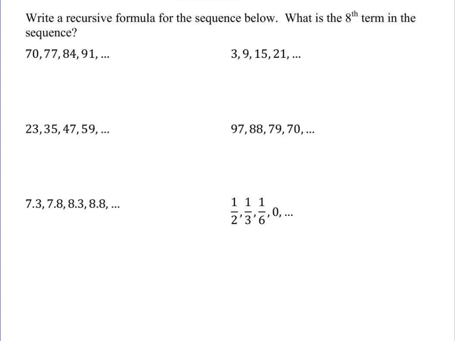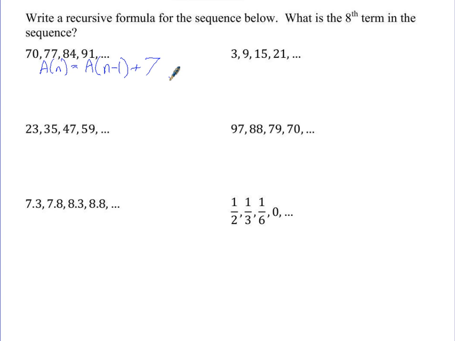So, bunch of practice problems. Write a recursive formula for the sequence below. What is the 8th term in the sequence? Well, we're going to write a of n equals a of n minus 1 plus, what's d? The common difference. And what's the common difference here? 7. That's the recursive formula right there. There's nothing more to it.